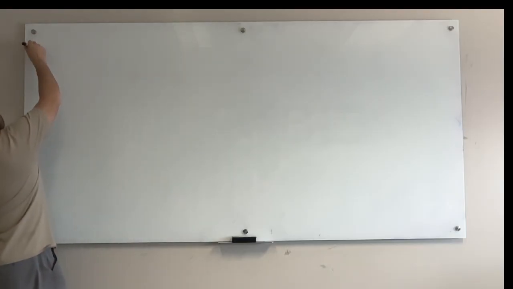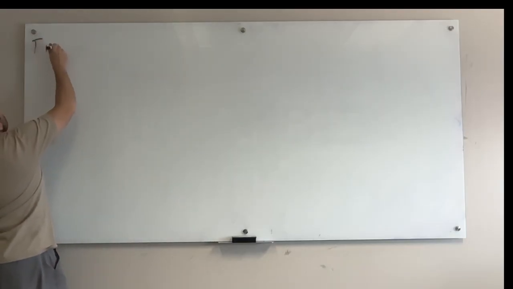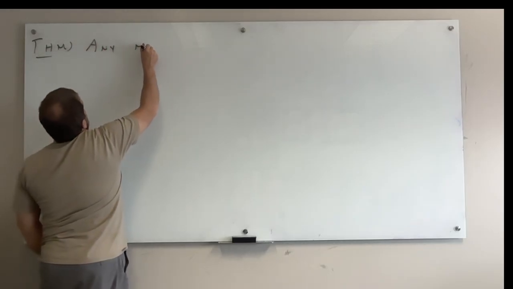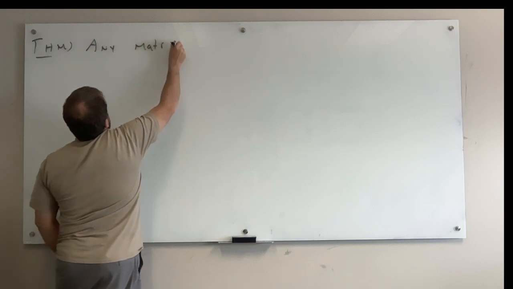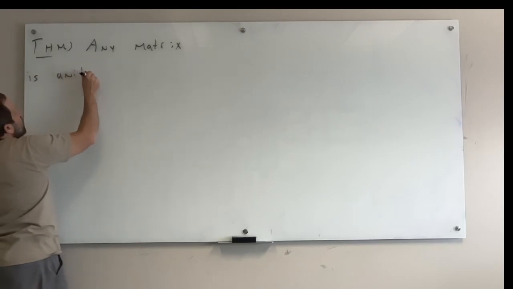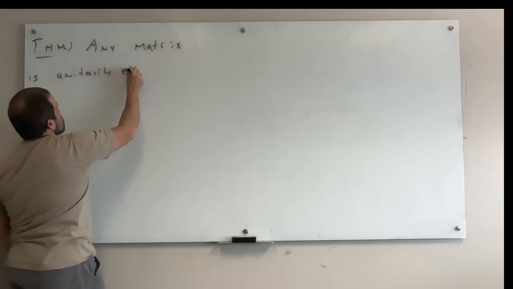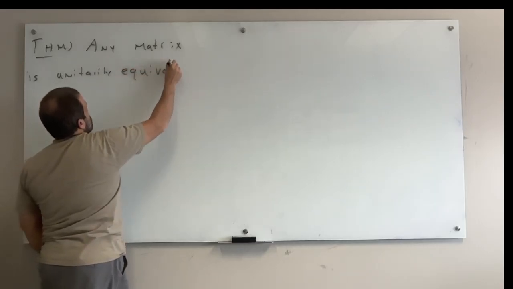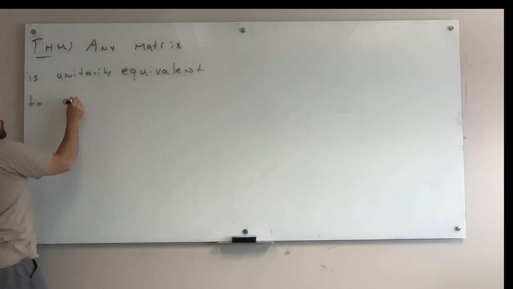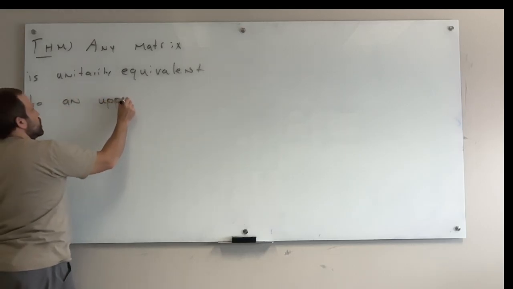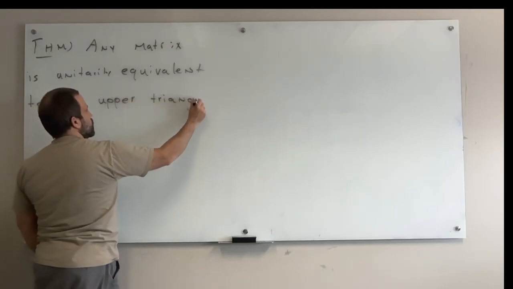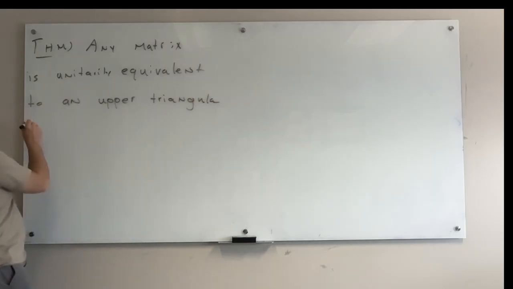Any matrix, this is a fact, and you can look in the book for the proof. Any matrix is unitarily equivalent to an upper triangular matrix.